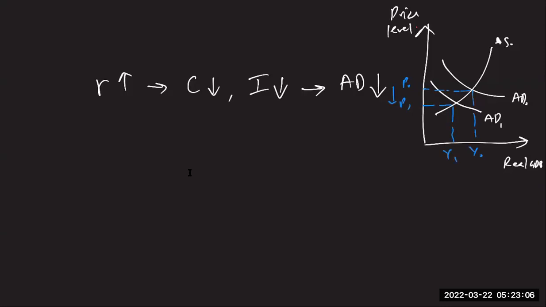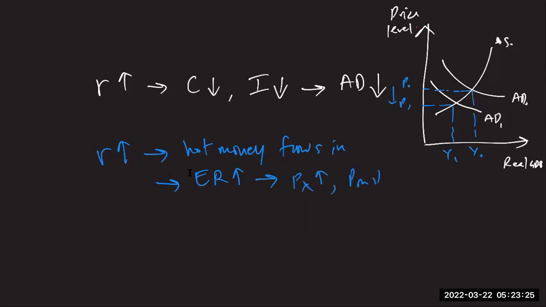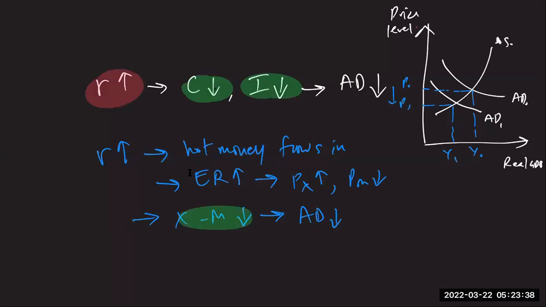Also, if interest rates go up, hot money flows in, right? Which makes exchange rate go up, causing your price of exports to go up, price of imports to go down, and therefore X minus M to go down, which will also mean AD will fall. So when the interest rates are going up, not only C goes down, I goes down, but X minus M goes down, and that's why our AD falls.